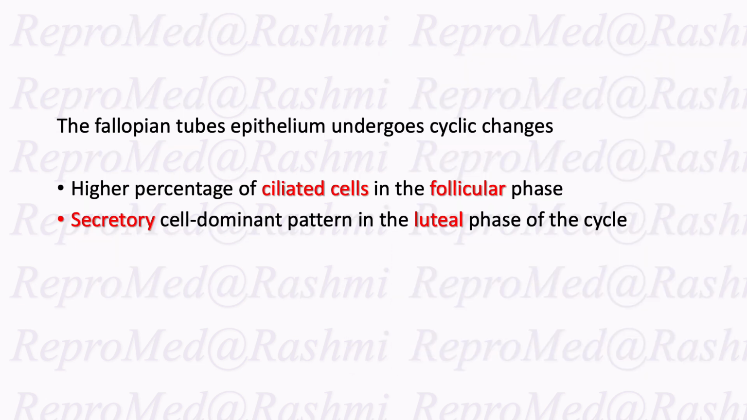The fallopian tube epithelium undergoes cyclic changes. A higher percentage of ciliated cells is seen in the follicular phase, while a secretory cell dominant pattern is seen in the luteal phase of the cycle.